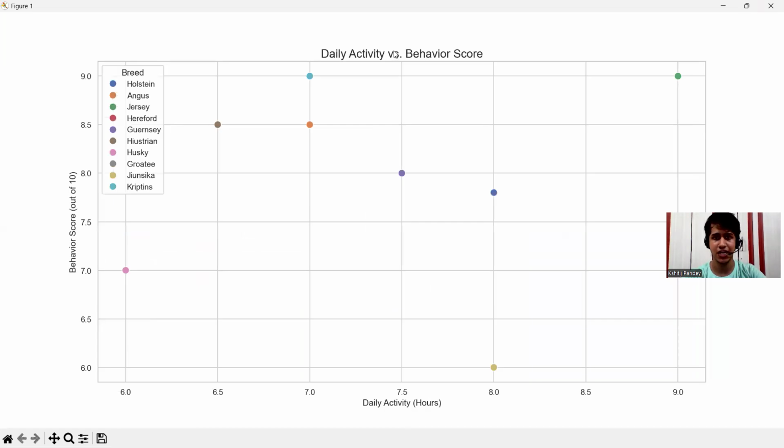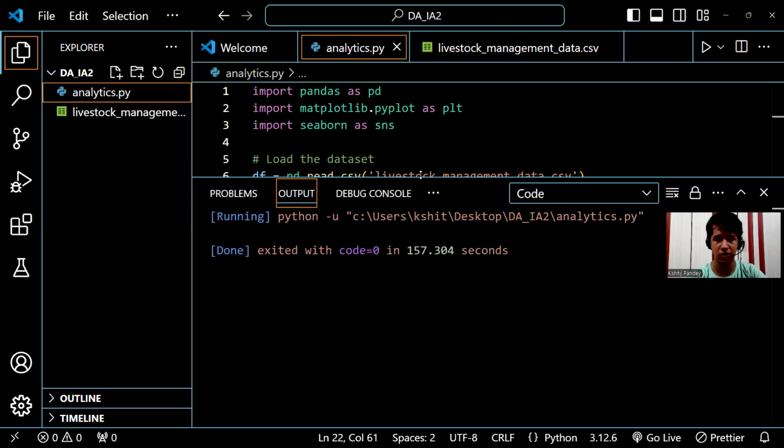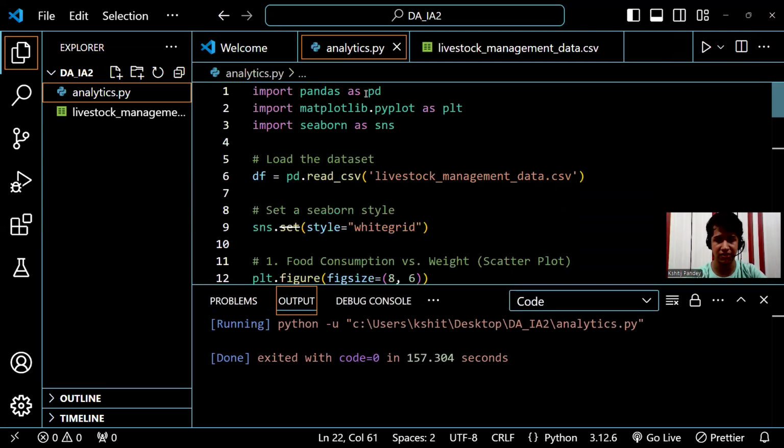This is the graph of daily activity versus behavior score. Basically, we can see that the daily activity in hours of Guernsey or Husky is 6.0 and its behavior score is 7. The ones which are more active tend to naturally be more behavioral. For example, as we can see, Kryptons has a daily activity of 7 hours and a behavior score of 9.